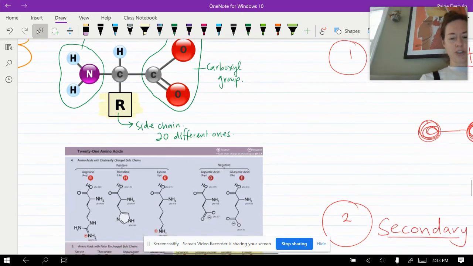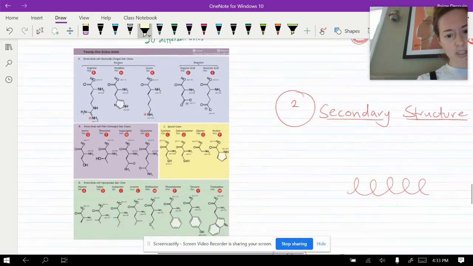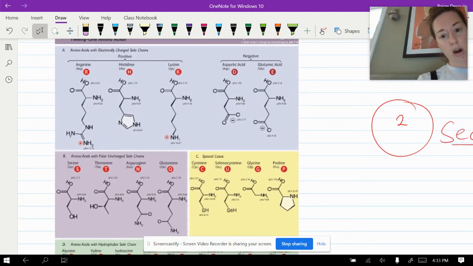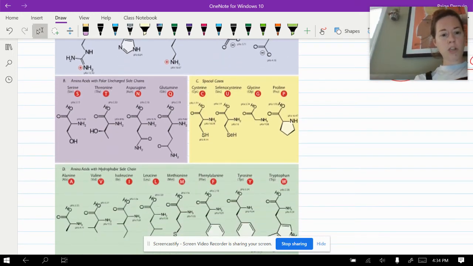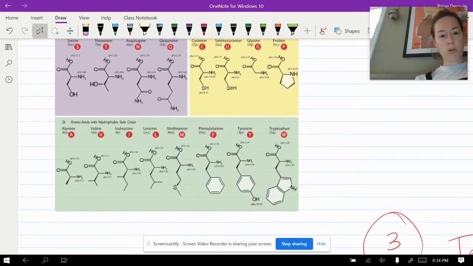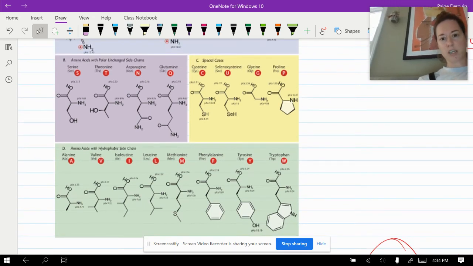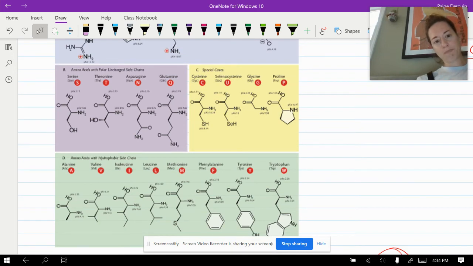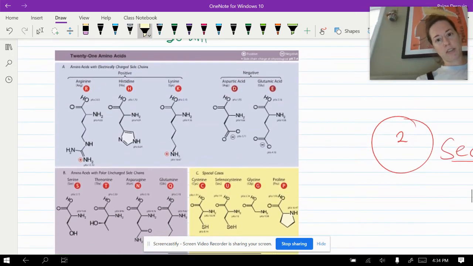Here's a picture of all the 20 different amino acids down here, and you can just see the different side chains and how different they really are. All of these side chains give the amino acids their special properties. So these ones up at the top are electrically charged. These ones are polar. The ones in green are nonpolar. It says hydrophobic, which is nonpolar. You do not have to memorize these amino acids. I'm just showing them to you so you can see the differences between them. And they're going to be important for when the protein folds. So those are your amino acids.